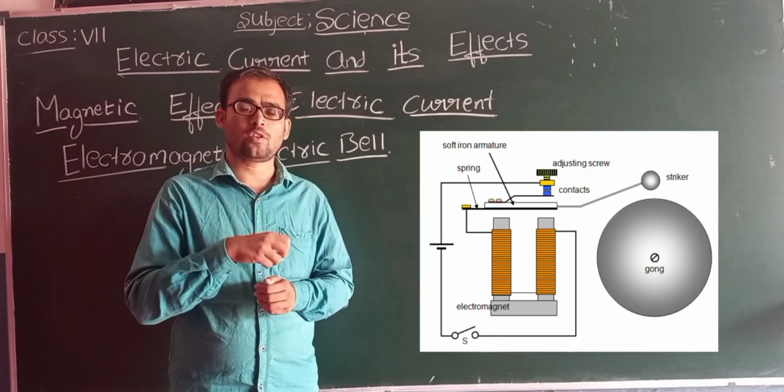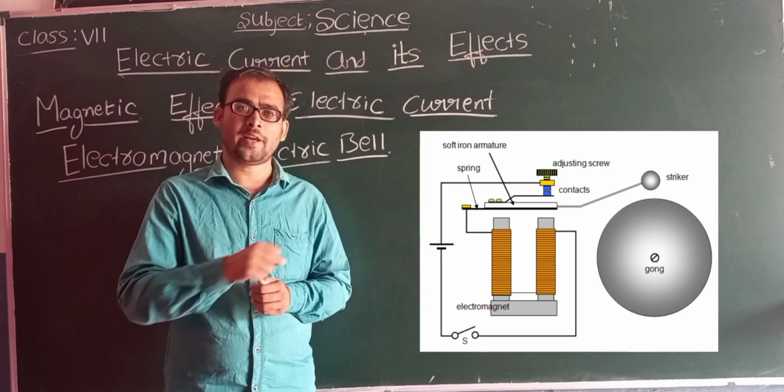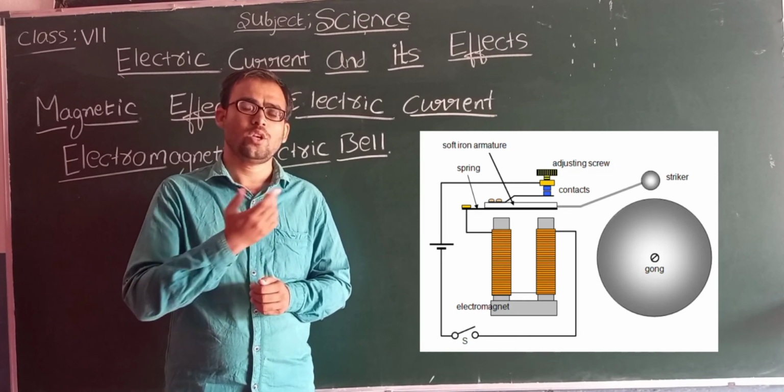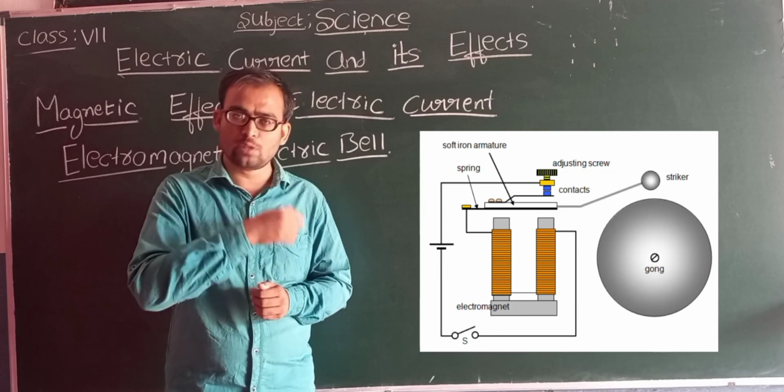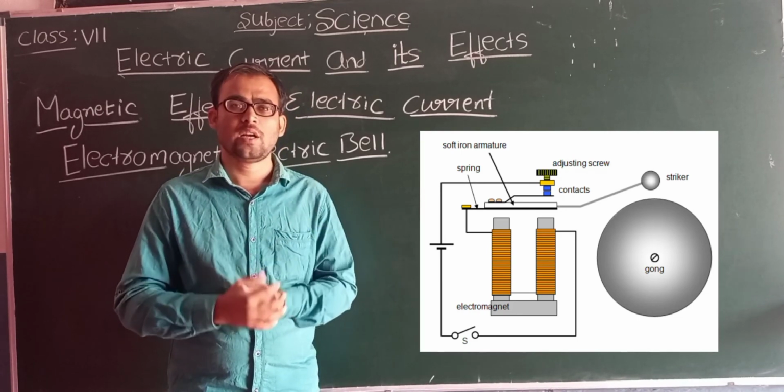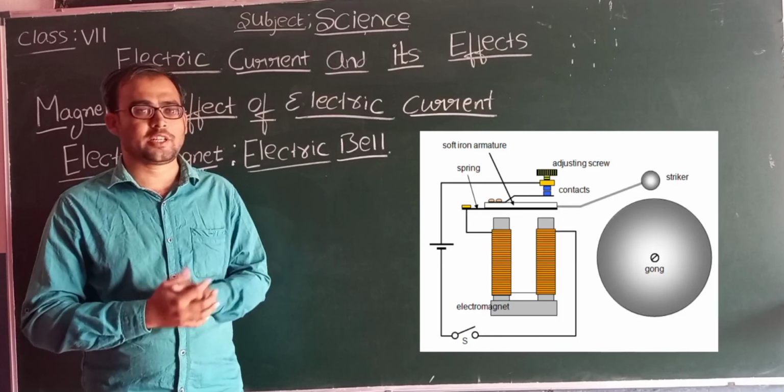Again the coil becomes an electromagnet. Again it pulls the hammer. Again the hammer strikes the gong. Students, this process continues. So this is how the electric bell works.